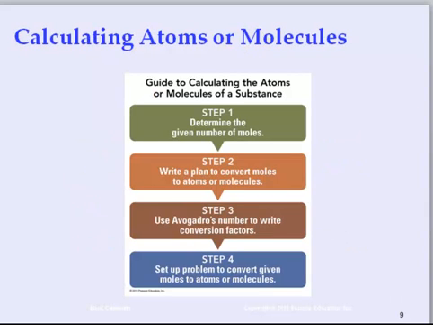So pretty much we're going to complete this section in which we have learned how to calculate atoms or molecules. And the first thing to determine is the number of moles that are required. Write a plan to convert moles to atoms or molecules, and use Avogadro's number to write a conversion factor.